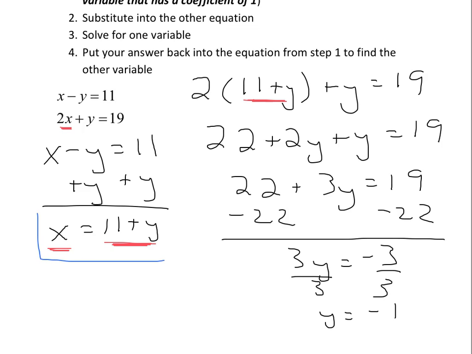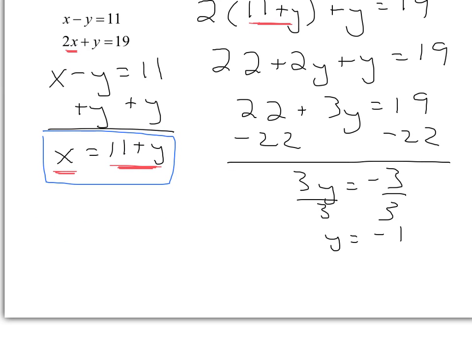So the last step says put your answer back into the equation from step 1. That's this equation over here. So I'm going to replace that y with negative 1. So x equals 11 plus negative 1. X equals 10. So I'm going to write this answer as an ordered pair. I have 10 for x and negative 1 for y.